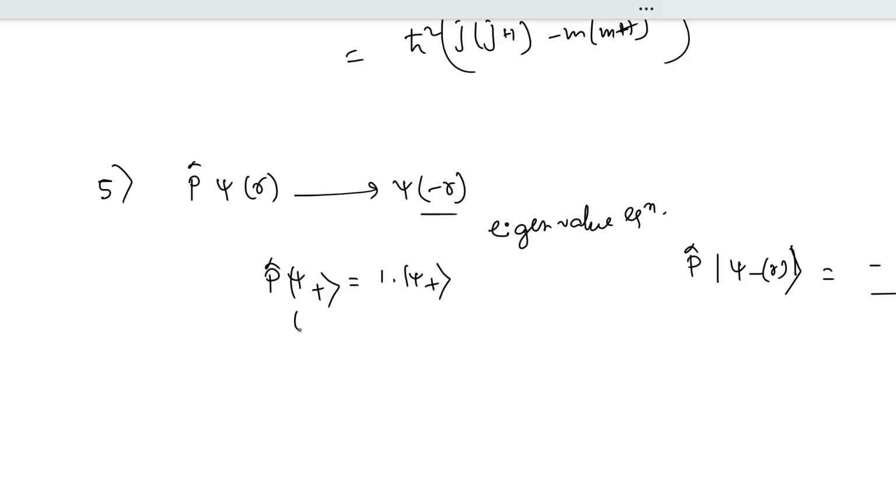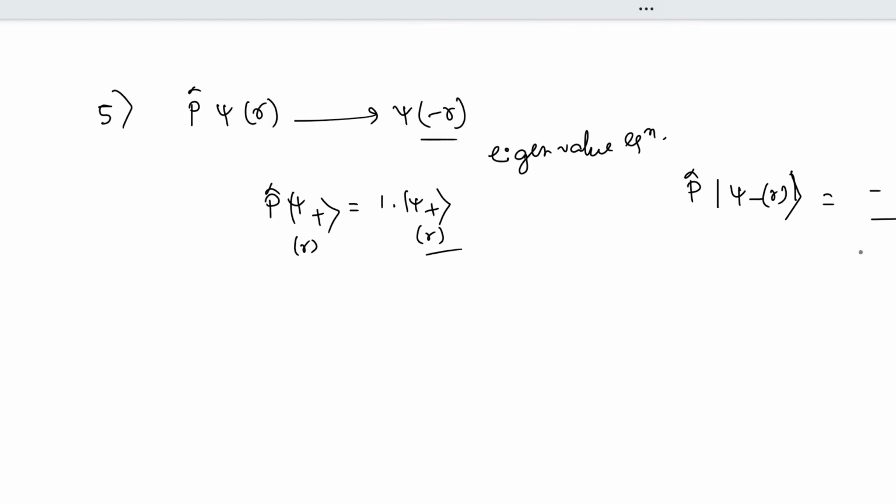So psi plus at r remains at r because it's the eigenvalue equation, we cannot change that. So only there is an even and odd parity, that is why the eigenvalue of the parity operator is plus 1 for even and minus 1 for odd. Now you have to say whether they are orthogonal or not.